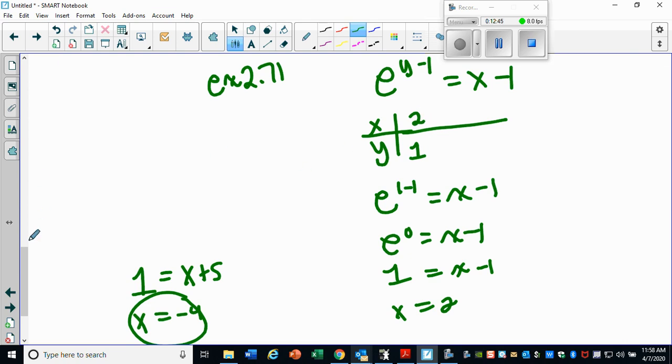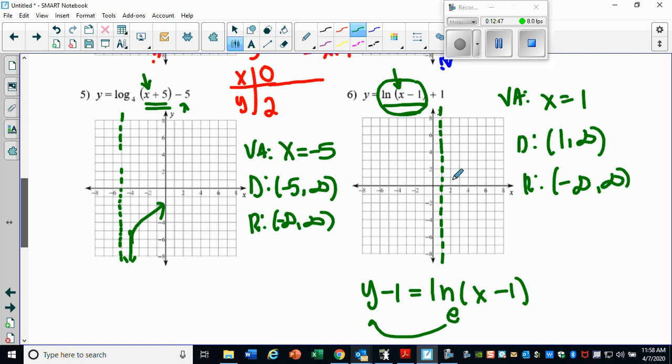Okay, so now I have the ordered pair 2, 1, and I can go ahead and graph that. It's going to follow my vertical asymptote and go up and to the right.